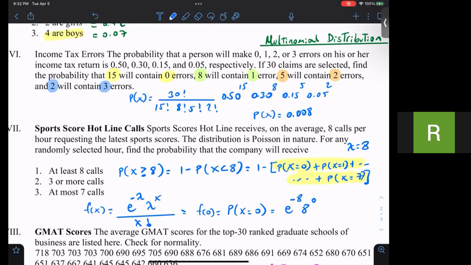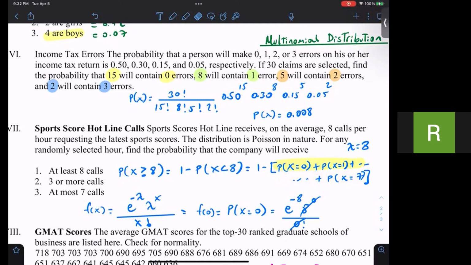Any number to the 0 is just 1. And then x factorial, so 0 factorial is just 1 as well. So this is 1, and this is 1. So the only thing you need to do is e to the negative 8, right? For this value right here. So you should be able to do that. So that's for that, right? If you do e to the negative 8, you get your answer.